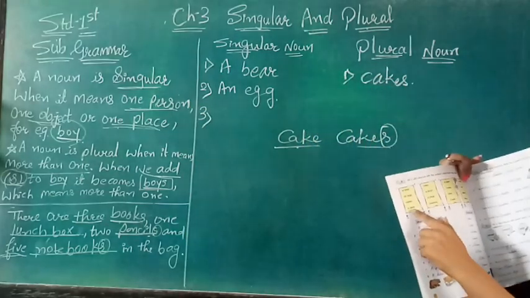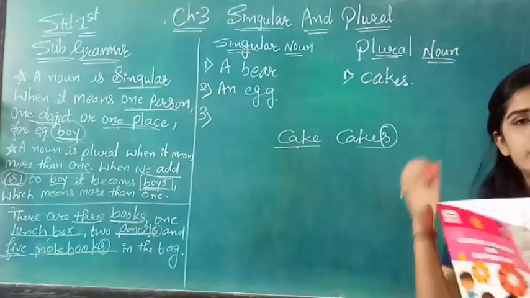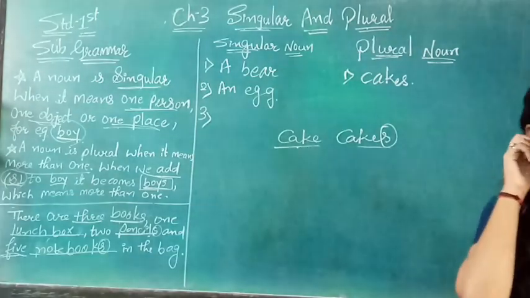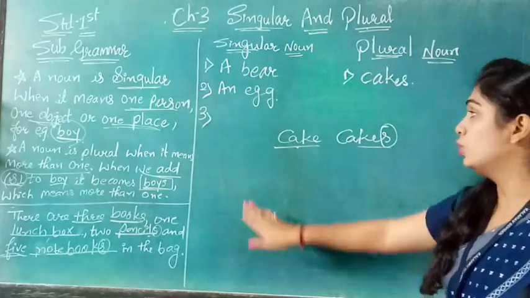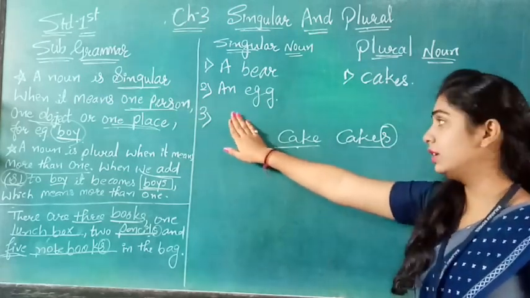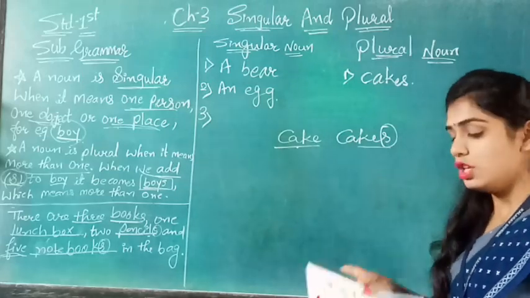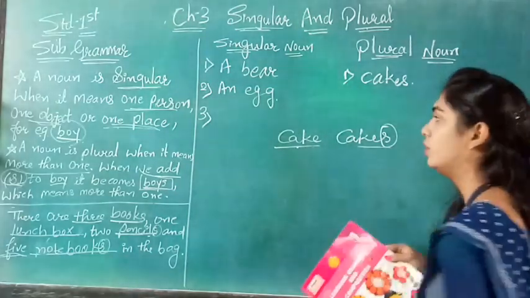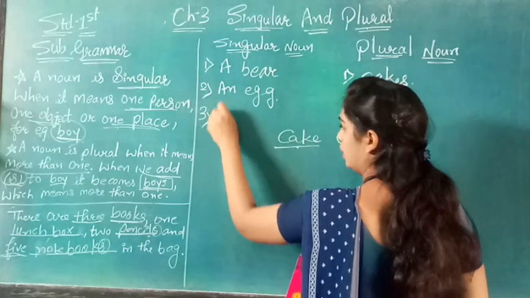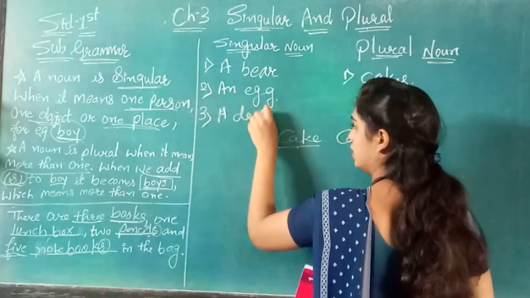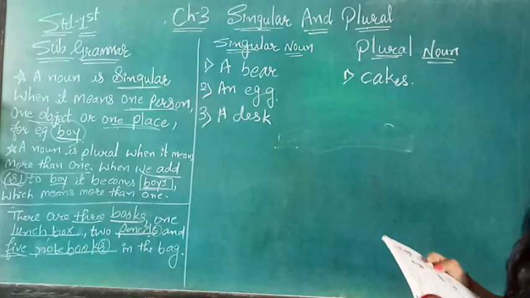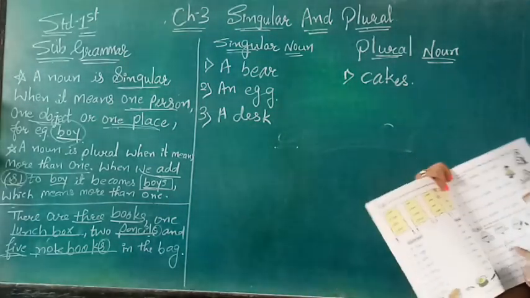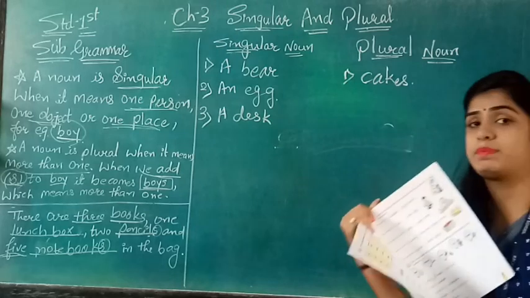Understand? Now, see here, third number. What is given? A desk. Desk means, children, a bench on which you are sitting. Yes, and on the bench you put your books, right? That is known as a desk. So desk is only one, so we will write here a desk. It is singular because it is only one desk. Understand?